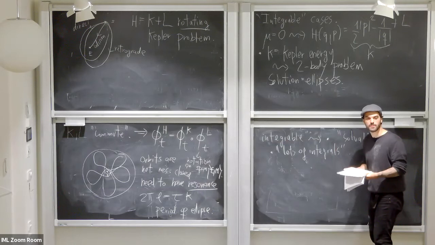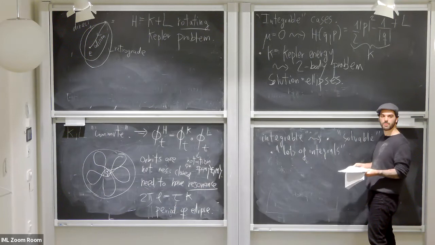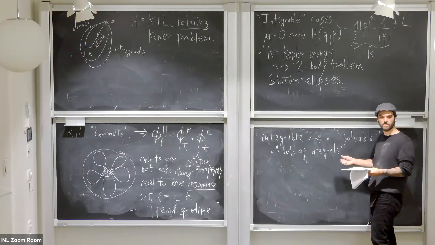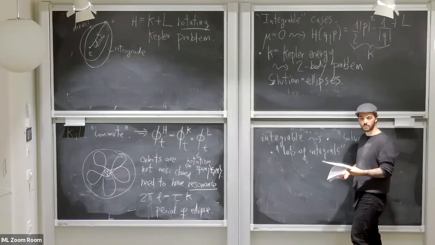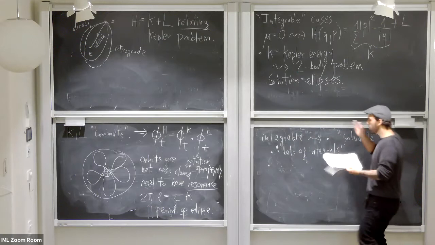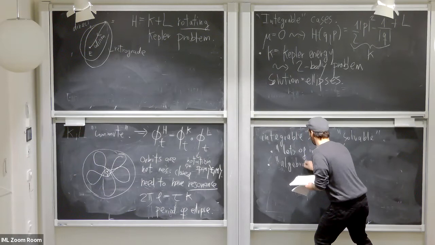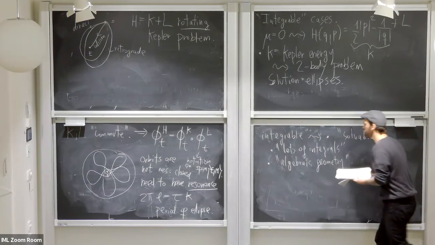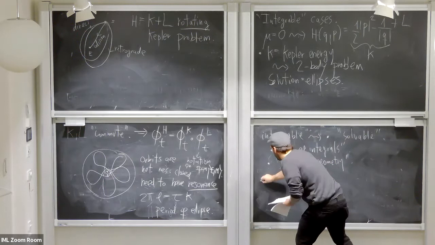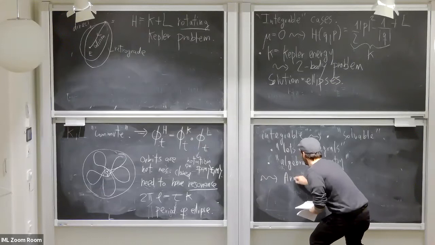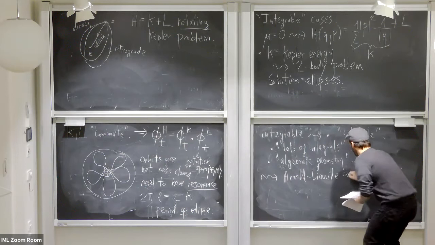And this is pointing towards what the actual definition is. In the case of a spatial problem, you want to have three Poisson commuting integrals. And this is what integrability means. In the planar problem, you would want two. So it's always half the dimension of the phase space. Anyways, you have lots of integrals, and there's also the presence of algebraic geometry in a way. Solutions to this kind of dynamical systems allow descriptions in terms of algebraic geometry. And whenever you have an integrable system, you have what I call the Arnold-Liouville coordinates, or the action angle coordinates.